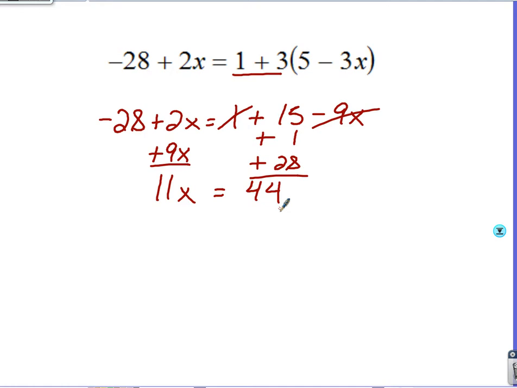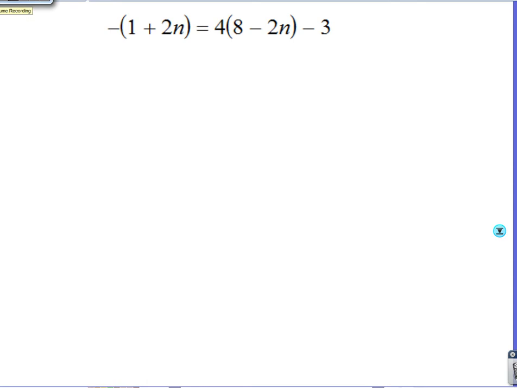The last step is I need to get x by itself. In order to get x by itself, I've got to get rid of the 11. Zion, how am I going to do that? Well, they're being multiplied, so you're going to use the inverse operation instead of multiply. You're going to divide. Good job. So x must be, if you do 44 divided by 11, x is 4.